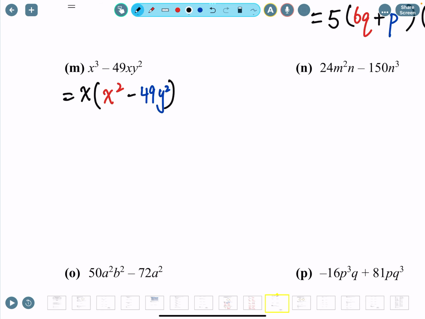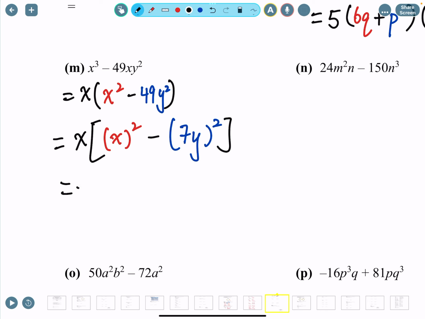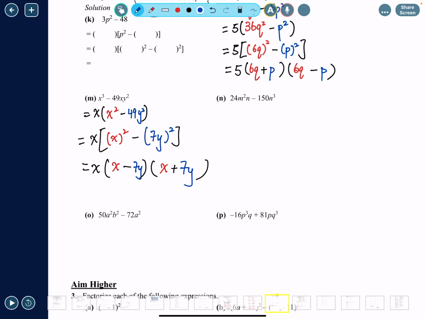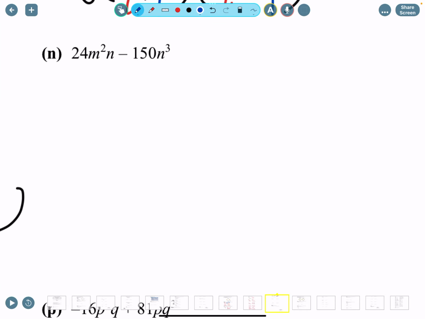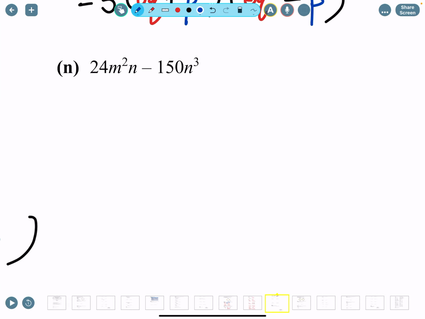So this is what we want: a letter with a square or a number with a square. So now I would have x squared minus 49, which is 7 squared, 7y squared. Close the bracket, x outside, 2 brackets. One is minus, one is plus, and then 7y, 7y.